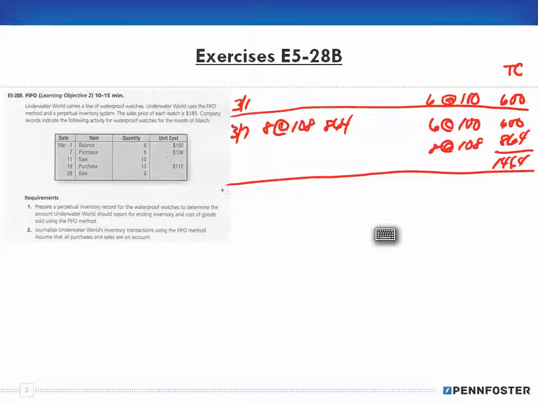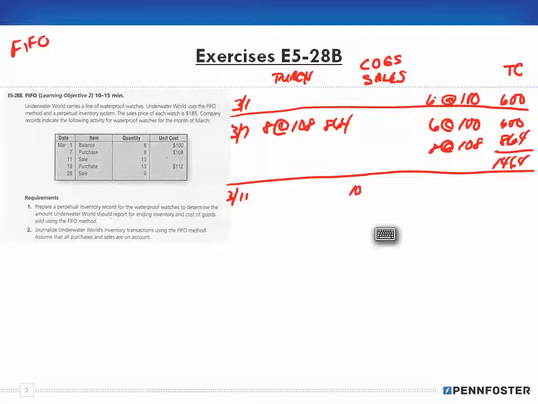Then on 3/11, we sell 10 of those units. So this is purchases, and this is sales, or cost of goods sold, for our sales. So I'm selling 10. Now the question is which 10 am I taking? If we're using FIFO, remember that's first in, first out. Remember the refrigerator. What were the first ones that were put in?